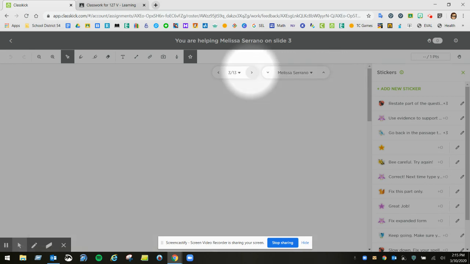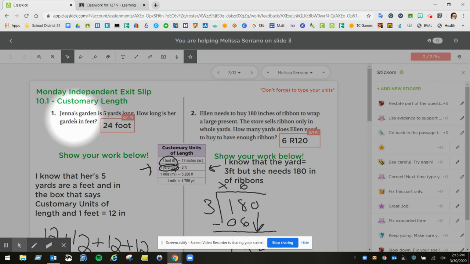Now, on the next slide, you have two problems to practice. It says, Gina's garden is 5 yards long. How long is her garden in feet? Looks like we're going from yards to feet. So over here, I can see in 1 yard, there is 3 feet. But do we have 1 yard? No, we have 5 yards. So we need 5 groups of 3. Let's think. 5 groups of 3 is the same as 5 times 3. Try again, figure out the answer to 5 times 3, and write that in your answer box.